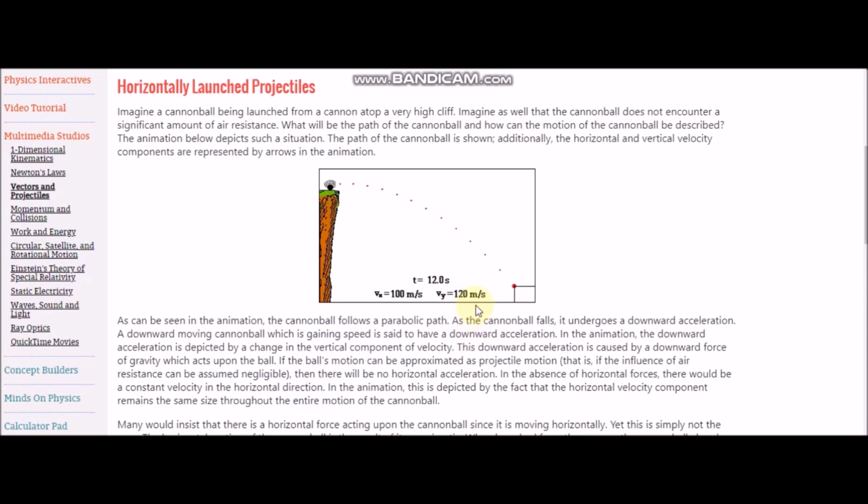Look at the simulation of projectile motion repeatedly. In the next lesson the online teacher will show you equations and calculations of projectile motion.